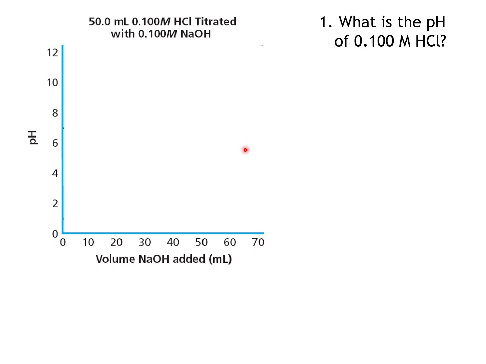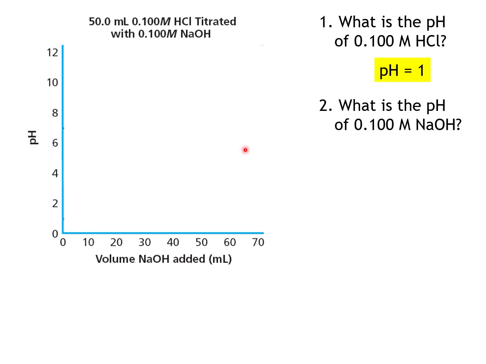So first, let's get some starting points. What is the starting pH of the 0.1 molar HCl? You do negative log of that, and we get a pH of 1. And then you say, all right, suppose I go way past the end point, and I've just got essentially nothing but sodium hydroxide in there. What would be the pH at that point? The pOH is going to be 1, subtract it from 14, gives you a pH of 13.